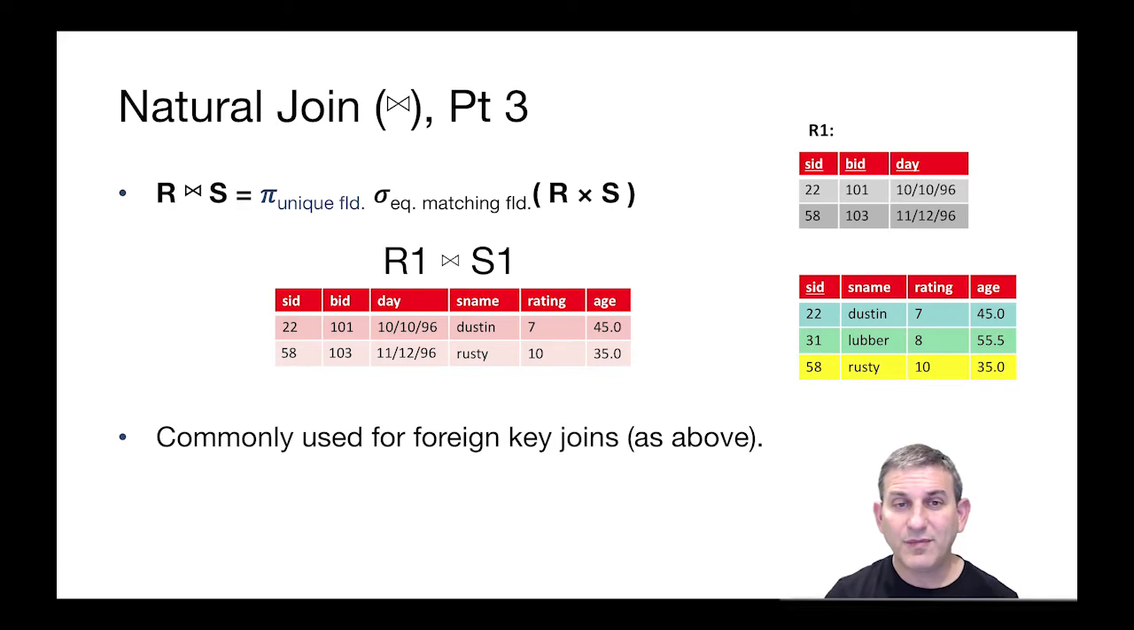Natural joins are pretty common for these sort of foreign key joins like we saw here, where you have a key of one table, SID is the key of sailor, and you have a reference to that key, a foreign key in the other table. We had SIDs in reserves. And when we're done, we don't really need both copies of that key. The key was just there to link up the two tables.